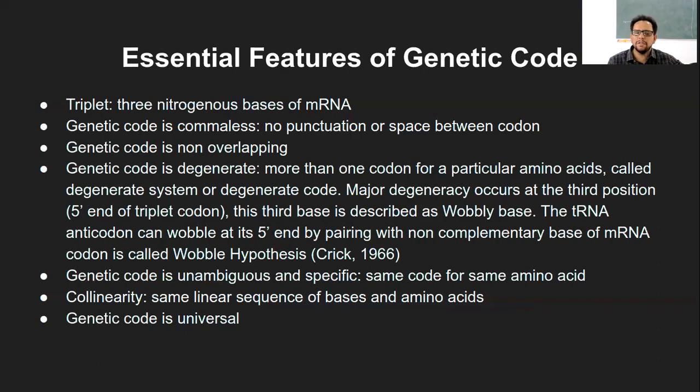And the genetic code is universal. That means all organisms have these 4 bases, they have the same amino acids, and so on. So there is no difference in any of these things across different organisms. So these are the essential features of the genetic code.